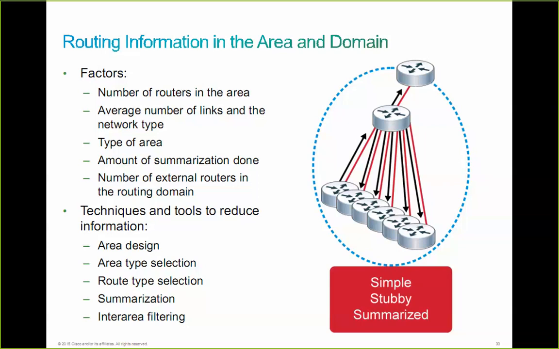Another technique to reduce the number of prefixes that are exchanged between areas is what we call inter-area filtering using prefix lists. Now, we don't have to use prefix lists. We can use access lists with route maps and apply route filters to neighbor relationships and so on.